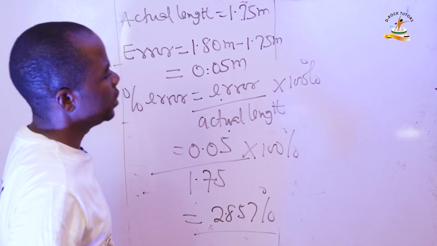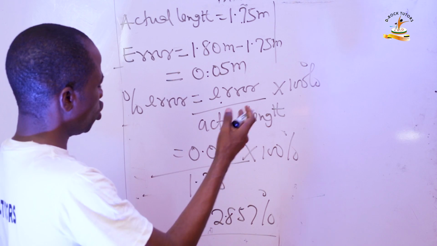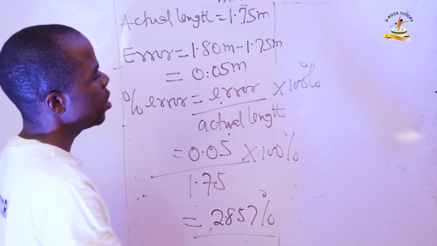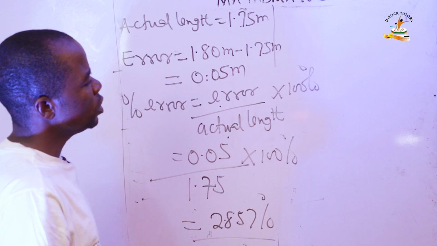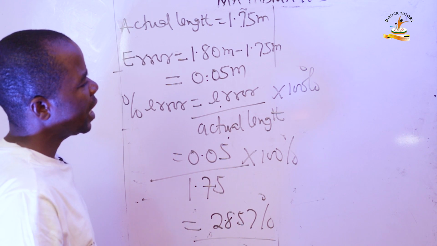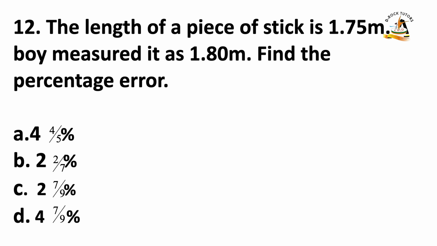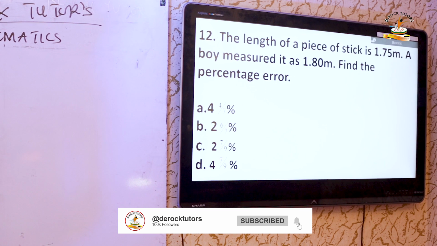That will give us 2.857%. But if you look at the options, we will see that the options are left in the form of a mixed fraction. All we need to do is just take a look at them. We can see the correct answer now is 2 whole number 6/7, because if you look at 6 divided by 7, that will give us 0.857. So that's the correct answer.